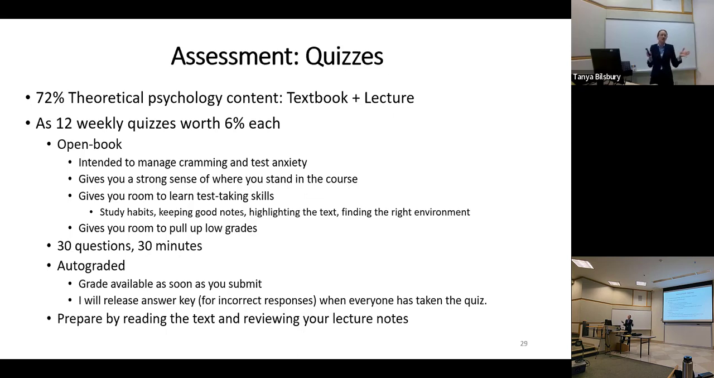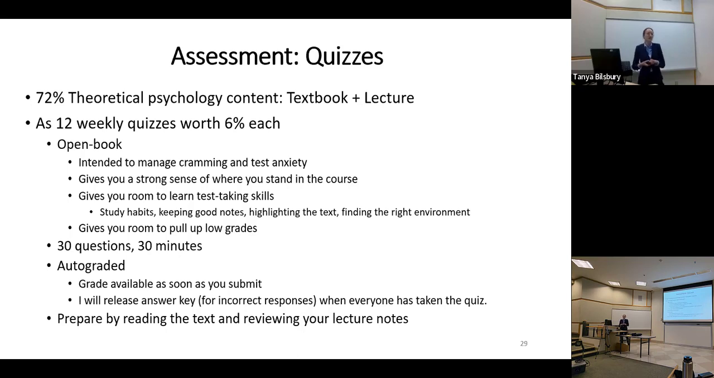So people are going to be writing the quizzes at different times. And if everyone gets it done by Sunday night and there's no extensions, then you'd get the answer key back on Monday. And prepare for that by reading the text and reviewing your lecture notes.